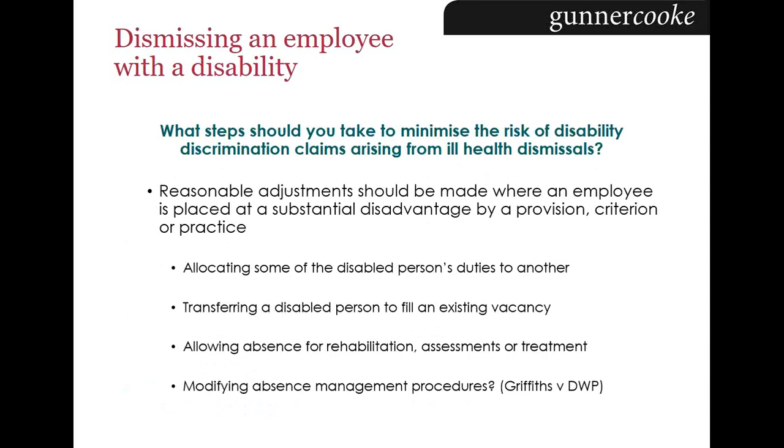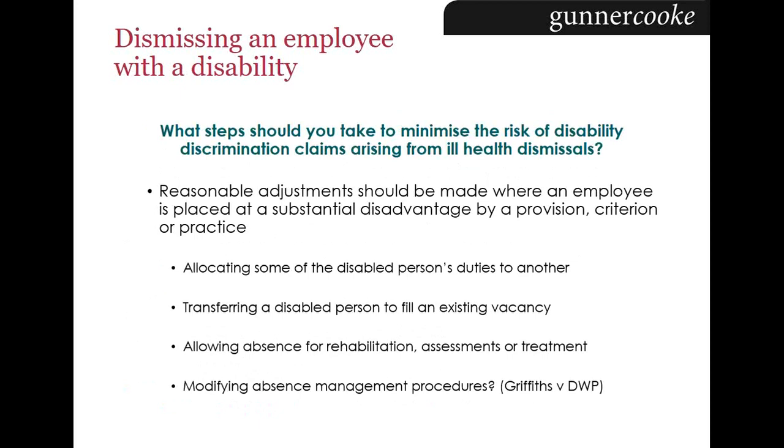So possible steps include allocating some of the disabled person's duties to another, transferring the disabled person to fill an existing vacancy, allowing for periods of absence for rehabilitation, assessments or treatment. And the final one I've got on the slide here is modifying absence management procedures. And I should say, clearly this list is not exhaustive. There are many possible reasonable adjustments which can be made, and there's useful guidance on this provided by the EHRC, for example, and also ACAS.